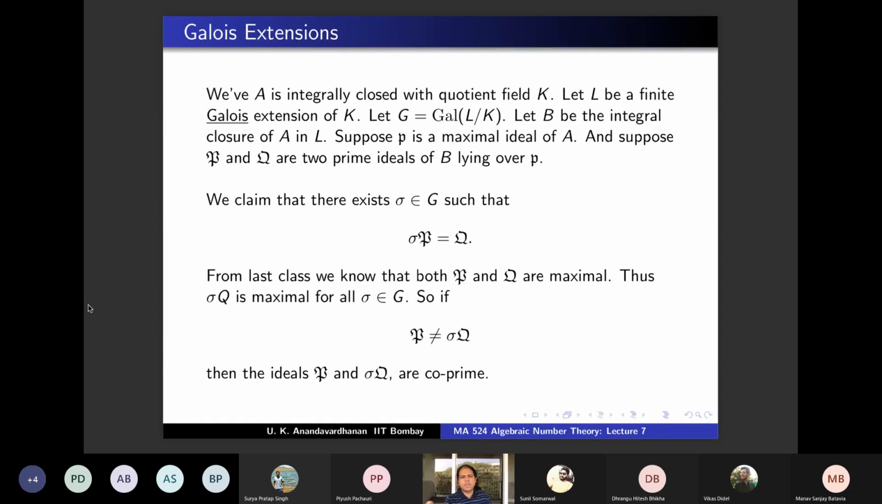If one of them is maximal, then these two are coprime, and both are maximal. So these are coprime or co-maximal, whatever the word is. What I mean is the sum is the full ring. And if this is the case, what is the result that you know? Whenever you have co-maximal ideals, this result that you often use. What is it called? We have discussed this some time back also.